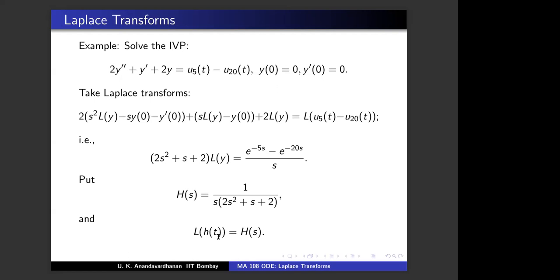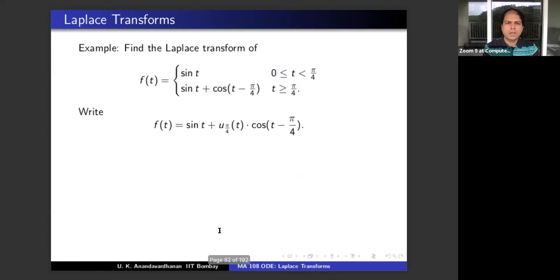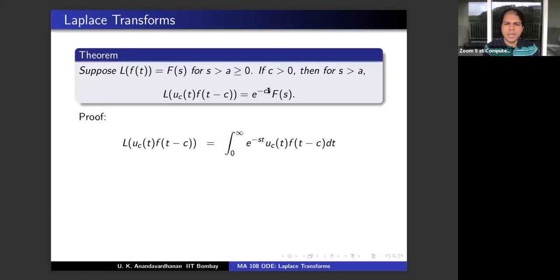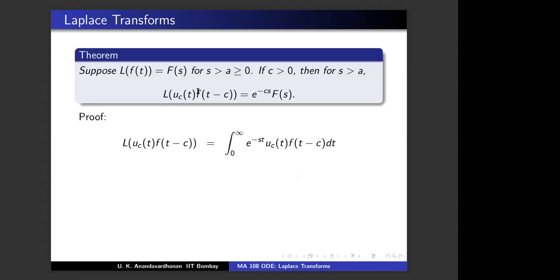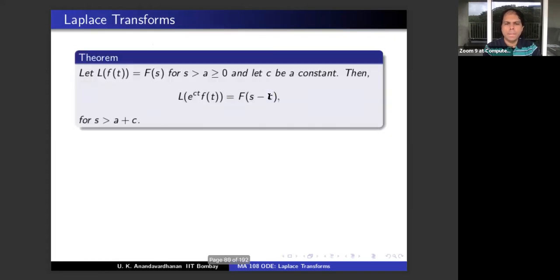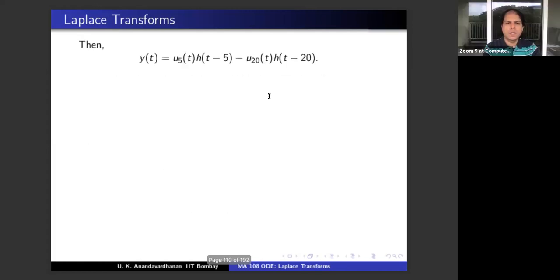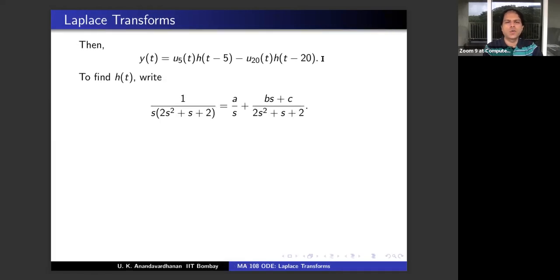U5 minus U20 of, once again, let me see the theorem. This is the theorem, right? E power minus 5s times the Laplace transform. So it will be u5 times h of t minus 5, that will give you that, and then correspondingly for 20. So your answer will be u5 h of t minus 5 minus u20 h of t minus 20. Okay, so h of t you do in the usual way.